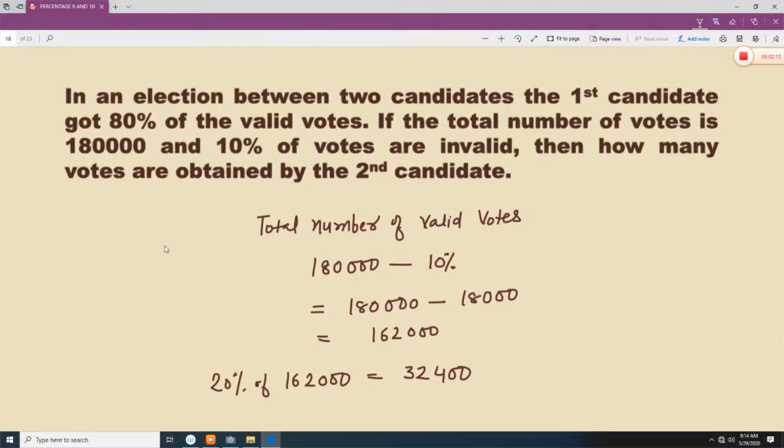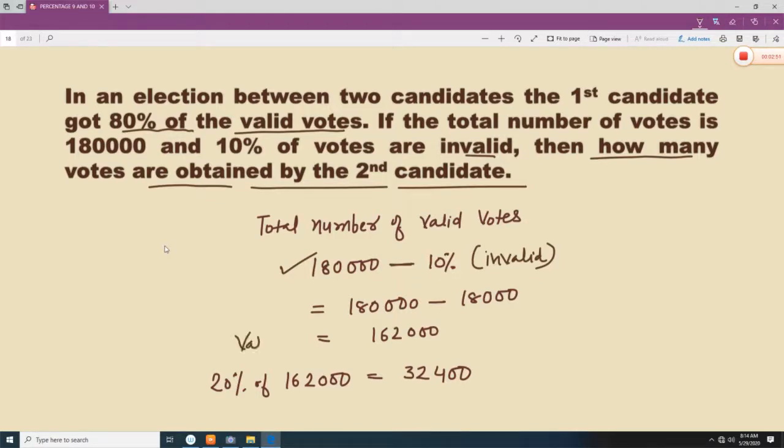In an election between two candidates, the first candidate got 80% of the valid votes. If the total number of votes is 180,000 and 10% of the votes are invalid, then how many votes are obtained by the second candidate? So total number of votes is already given, 180,000 minus 10% are invalid votes. So if I remove the invalid votes from the total votes, then this is the total number of valid votes.